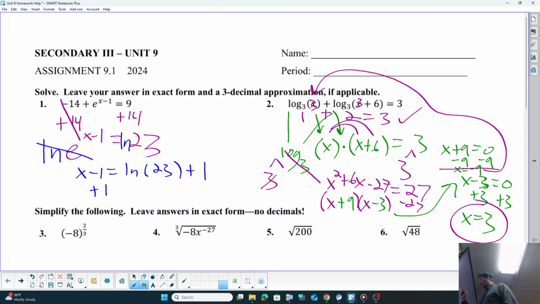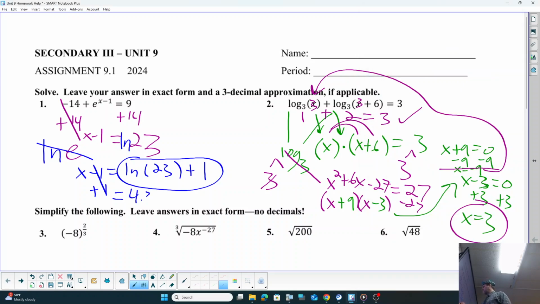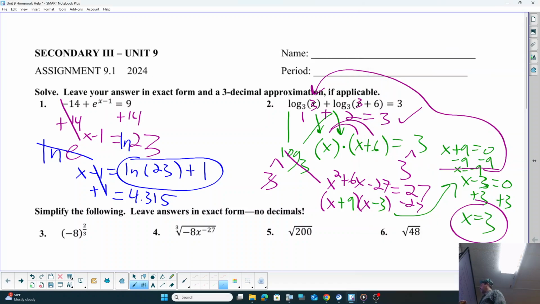Make sure you don't combine it though. They're two different answers. ln of 23 plus 1 is a different answer. It says 3 decimal approximation if applicable. So can you plug that into your calculator? We got ln of 23 plus 1. That gives us 4.135 if you round to 3 decimal places. Was it 315 or 135? So 4 and a bit.